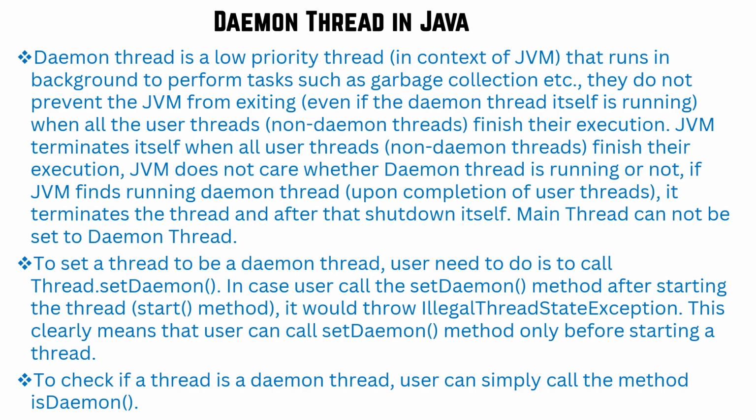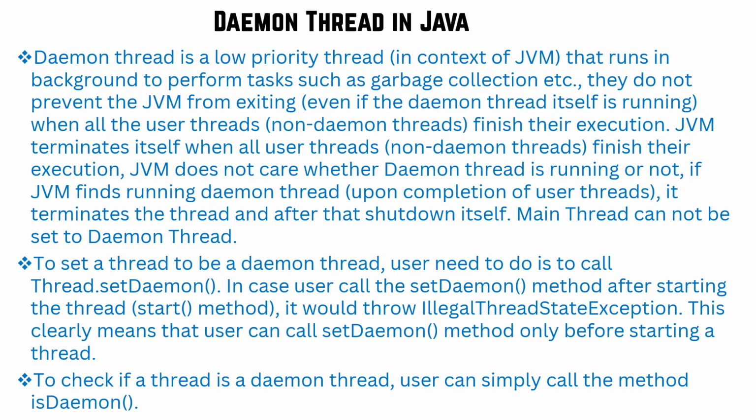Okay, when all the user threads, non-daemon threads, finish their execution, JVM terminates itself. JVM does not care whether the daemon thread is running or not. If JVM finds a running daemon thread, it terminates the thread and after that shuts down itself. Main thread cannot be set to daemon thread. So one thread should always be there to run the thing, and all remaining threads can be daemon threads. But not all the threads, you cannot make them all daemon.